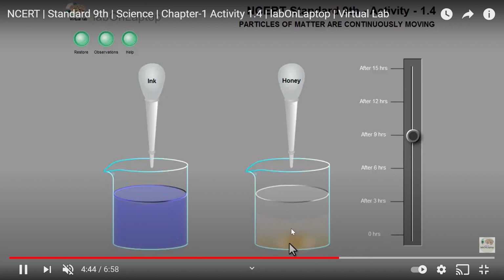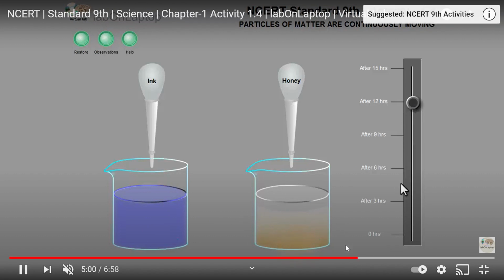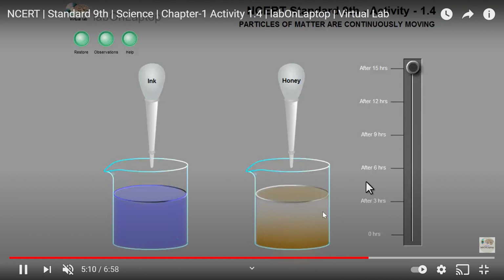So that means the particles are moving, but not at that speed, or the kinetic energy of the particles of honey is not that high as compared to that of ink particles. You see, after 12 hours this is the scenario, this is how the honey has spread. And after 15 hours, this is the situation about honey. Still the concentration of honey is at the base, right?